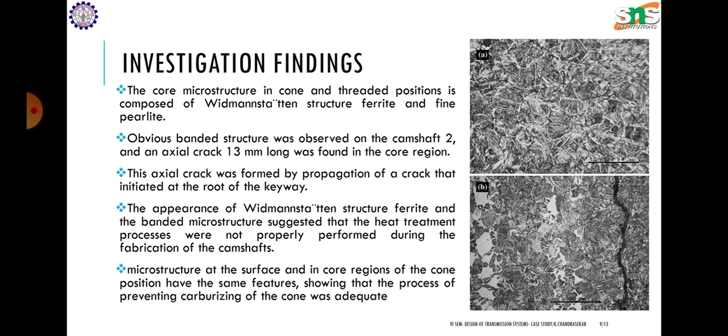Then the core microstructure in the cone and threaded portions is composed of Widmanstätten structure, ferrite and fine pearlite. So the material in the core area in the cone and threaded portions shows a structure of ferrite and fine pearlite.